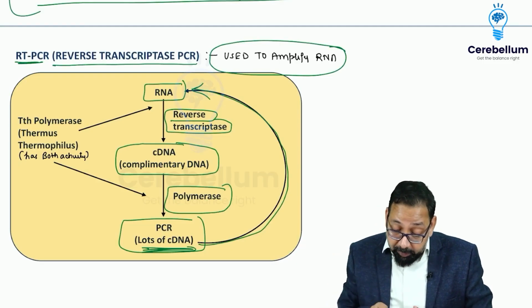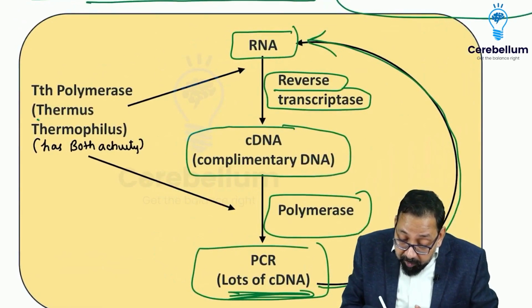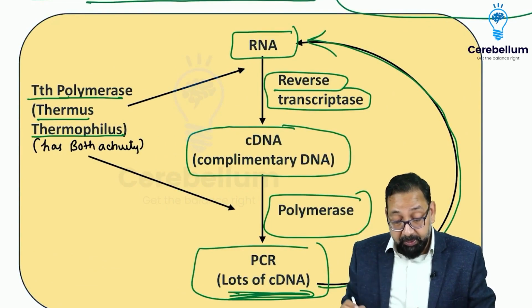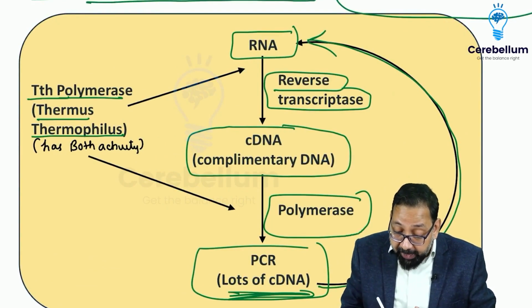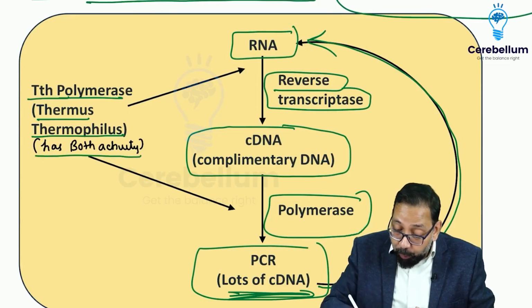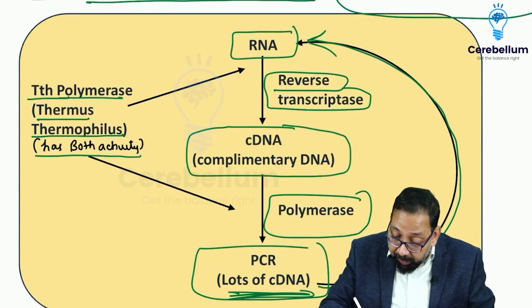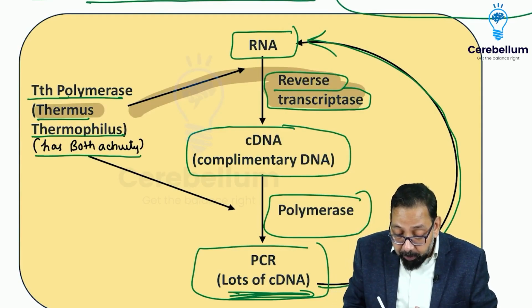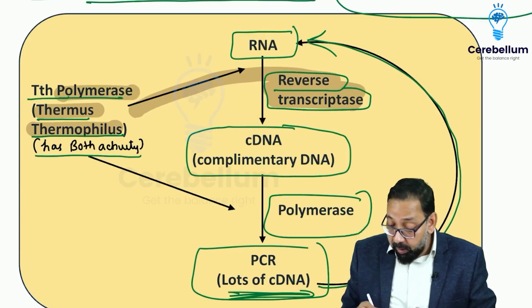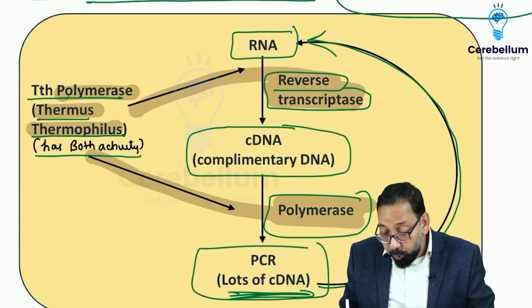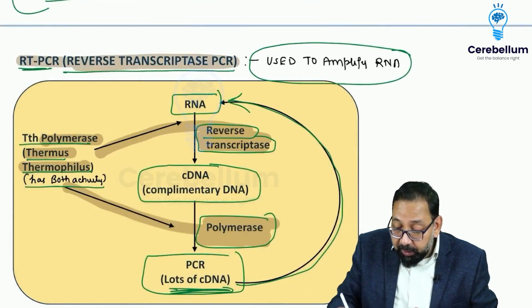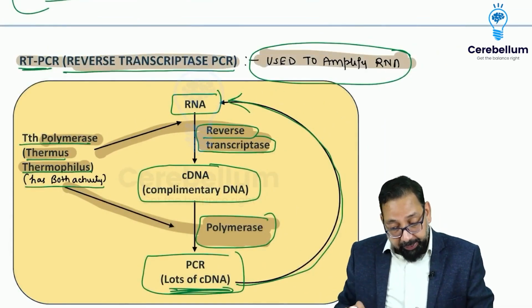And in this, we take Thermus thermophilus polymerase, because this polymerase has both activities. Reverse transcriptase activity is present in Thermus thermophilus polymerase, and polymerase activity is also there. So this is reverse transcriptase PCR used to amplify RNA.